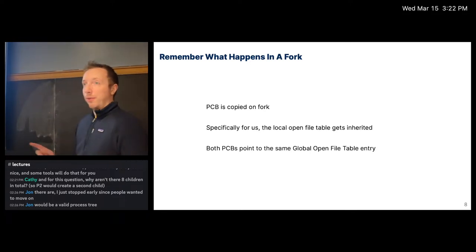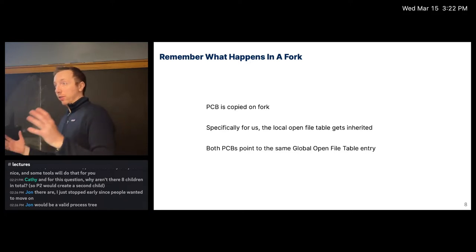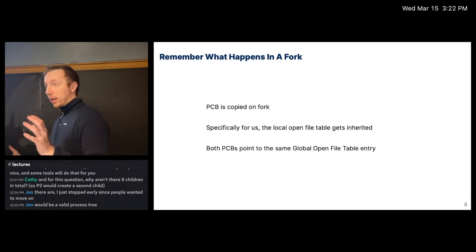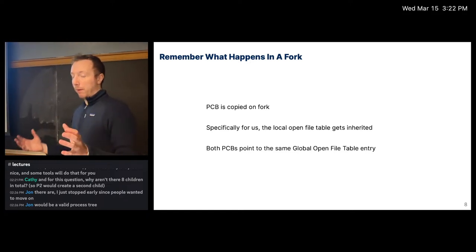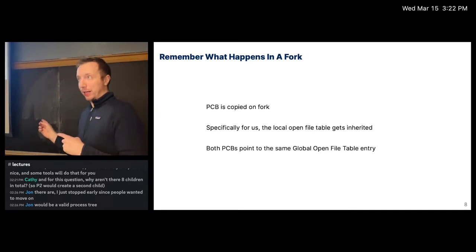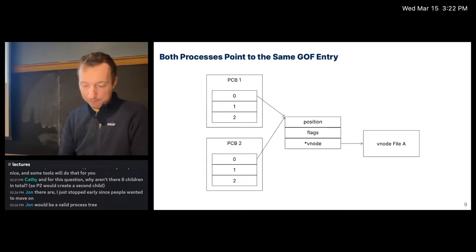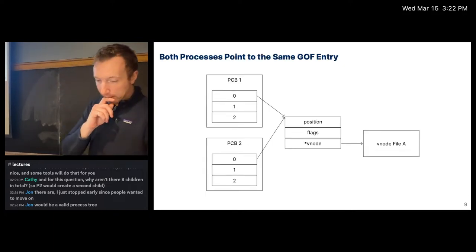So remember what happens when you fork. The process control block is copied on the fork, and specifically for us, there is a local file descriptor table, and that would also get copied on a fork. Both process control blocks would point to a global open file table entry, and they would actually point to the same entry, so they would share information, which can cause you some issues.